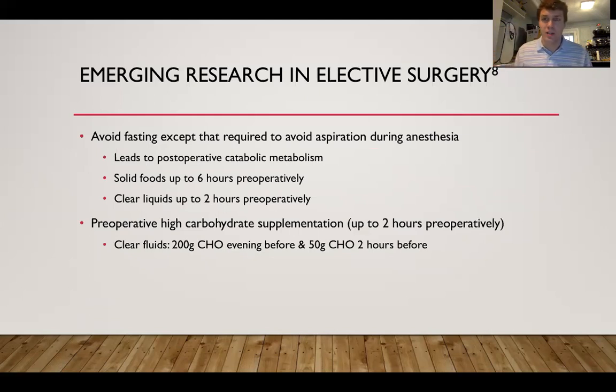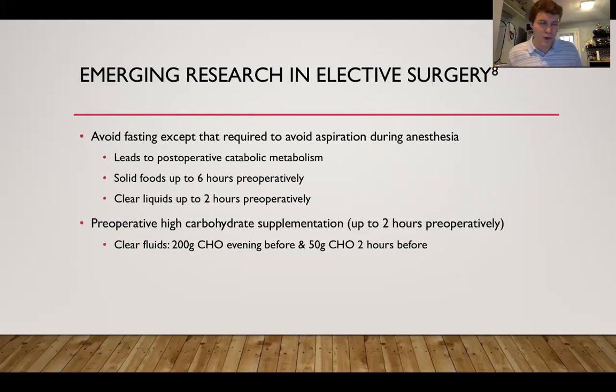So some of the research to mitigate postoperative catabolic metabolism and reduce the rise in stress metabolism is showing us that we can feed clear liquids with carbohydrates to individuals up to 2 hours preoperatively. And you can give solid foods up to 6 hours preoperatively without risk of aspiration during anesthesia. And the amount of carbohydrates is up to 200 grams of carbohydrates the evening before and 50 grams of carbohydrates, excuse me, up to 2 hours before.